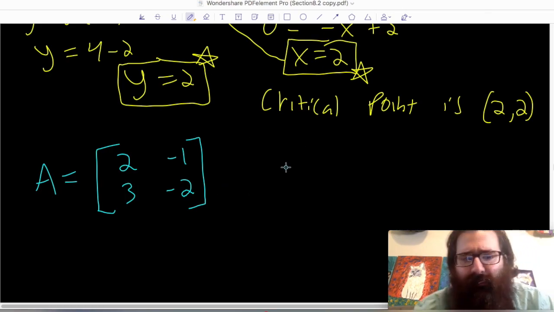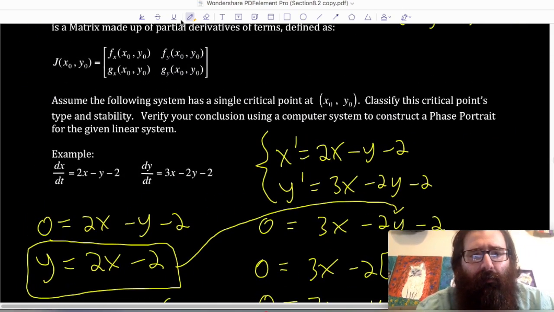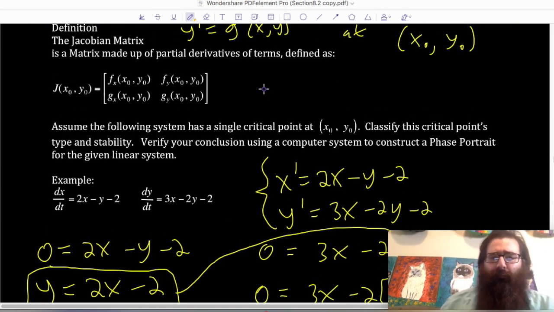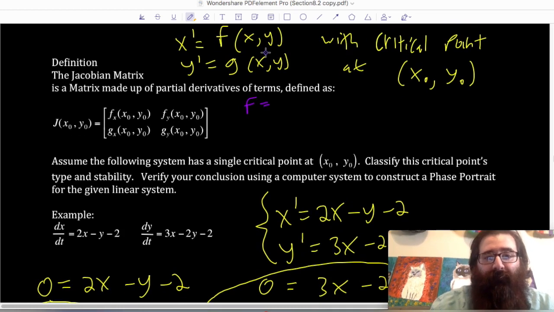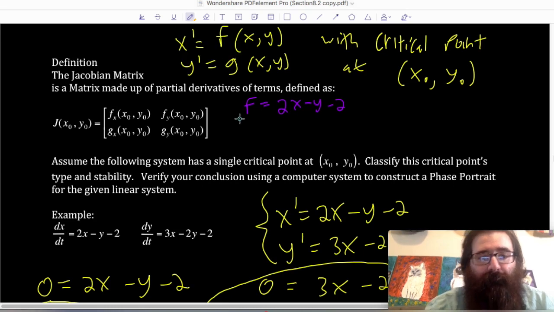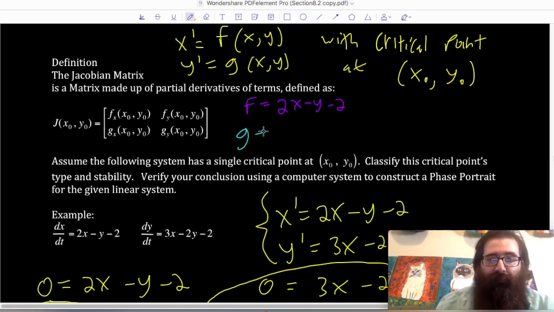Now let me justify this using the Jacobian first. There's another way to justify it that I want to look at as well, which I think is almost preferred for something that's this minor of an offense. I think the Jacobian is kind of heavy artillery for something like this. My function f, which is what x prime is equal to, is 2x minus y minus 2. And g, let me do g in a different color, is what y prime is equal to, where g is 3x minus 2y minus 2.